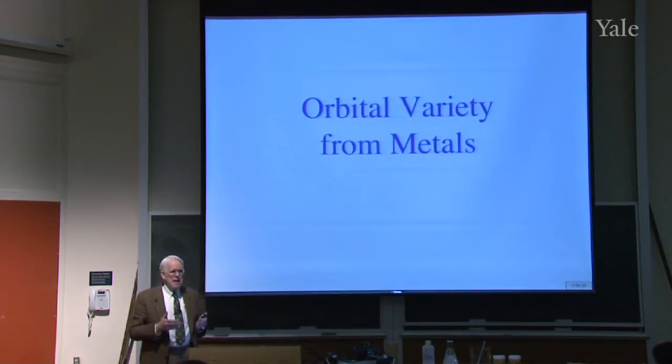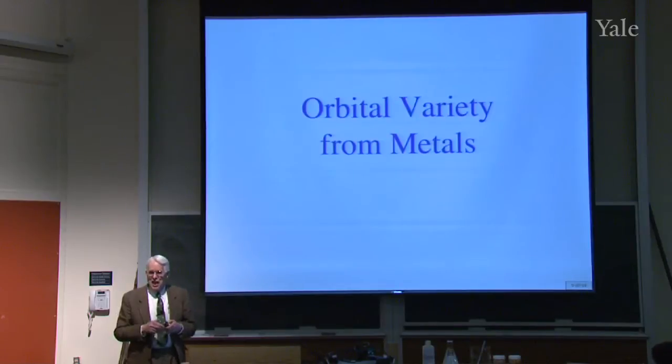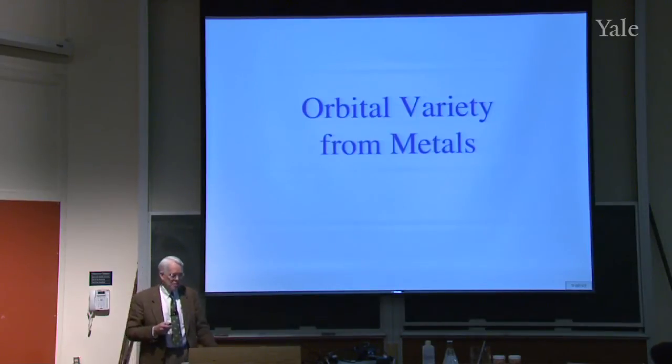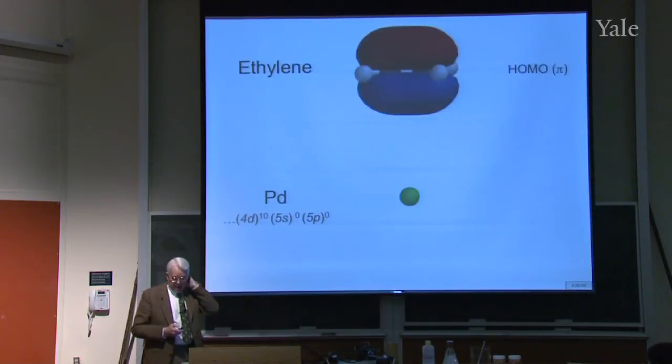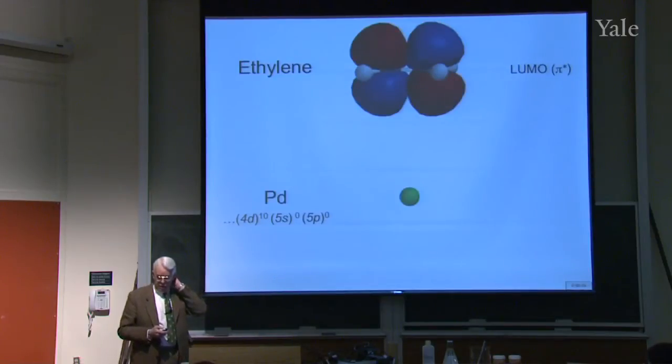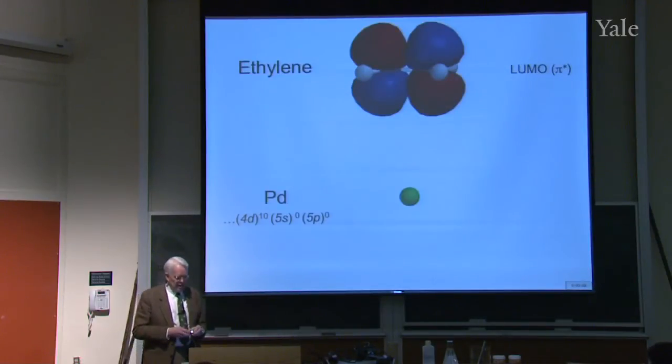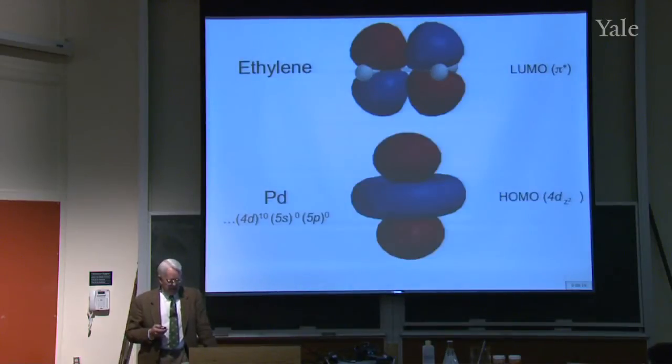It does it by providing orbital variety rather than just having the orbitals that we showed before, the sigma and sigma star of the H-H bond and the pi and pi star of the alkene. You have lots of different shapes of orbitals on the metal. For example, in ethylene we have the pi and the pi star, right? But in the metal, palladium has 4d10, 5s0, and 5p0. So the occupied orbitals of palladium then are this dz square. Now, is that set up to overlap well with the pi star, the HOMO below and the LUMO above?